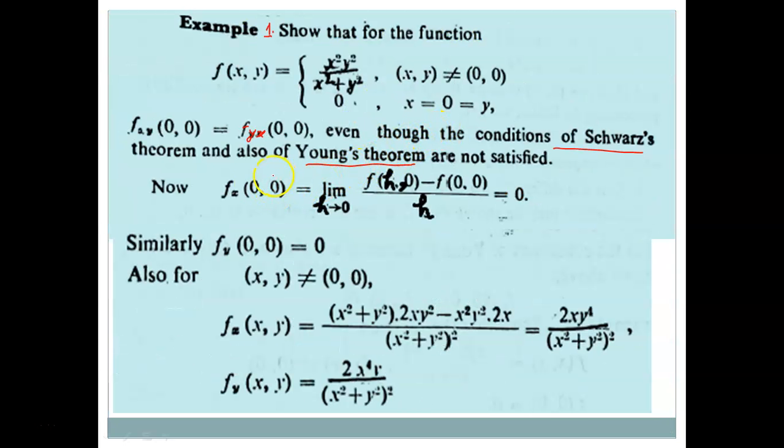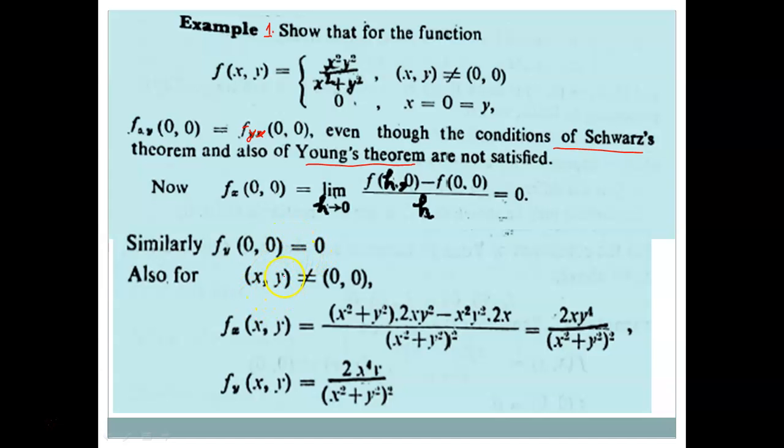So you see here, we find the value of f_x, means first order partial derivative with respect to x at point (0, 0). In fact, by definition, we will write limit h tending to 0 of f(0 plus h, 0) minus f(0, 0) divided by h. Now f(h, 0) from this part, in place of x we'll write h, and in place of y 0. So ultimately the whole thing becomes 0. Similarly, if we find f_y at (0, 0), it is also 0.